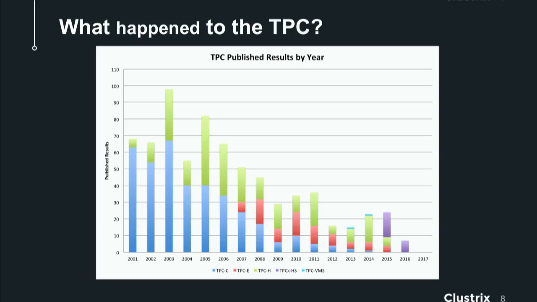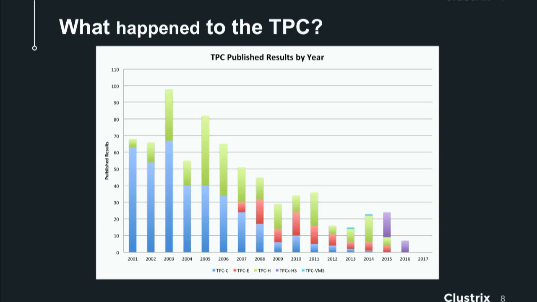So there's a different message underneath this. This is a look at that same data, but starting from the year 2000. How many results are being published per year out of this standards body? You'll notice a sharp trend down. In fact, there's nothing yet this year. So this was the standards body created to solve the problem of creating competitive performance data, and it's not being used anymore. The last database benchmark was actually in 2015.